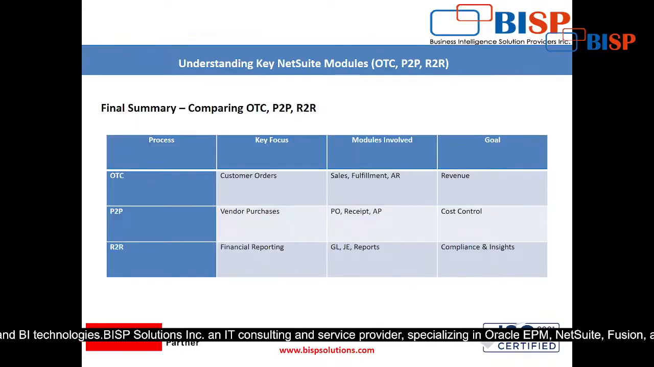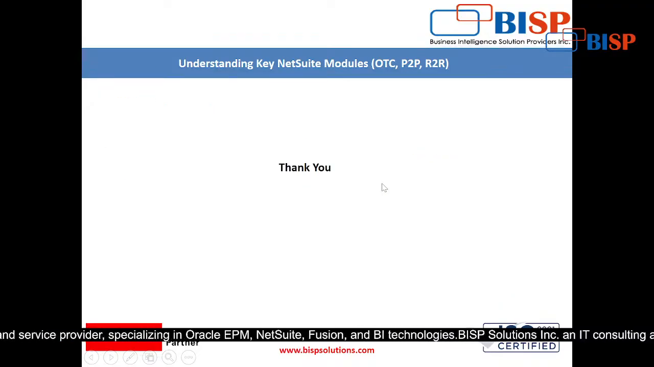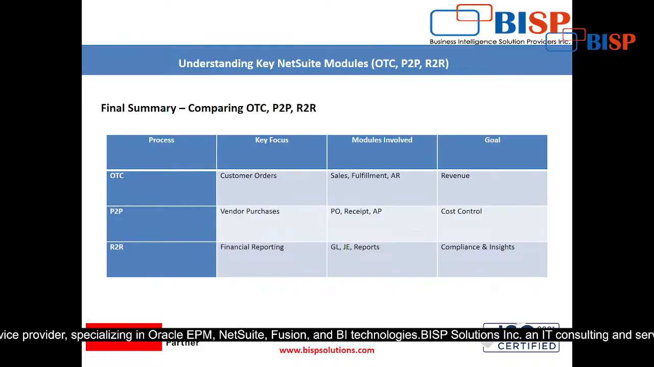Now let's talk about understanding key NetSuite modules. Okay, so here you will see O2C, we are doing a little comparison. The processes are these three, with their key focus. Now customer orders, look at this, the key focus is on customer orders, then the modules involved are sales, fulfillment, and AR, and the final goal is revenue.